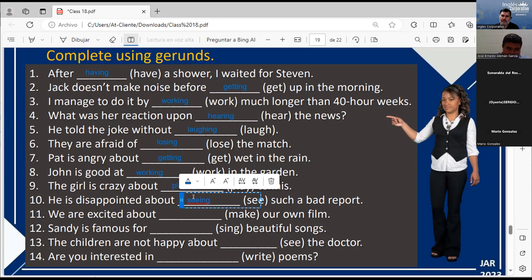Y mantiene la doble, ¿verdad? Sí. Because the two E's make the sound E. If you eliminate one, it says same. It's seen. All seen.